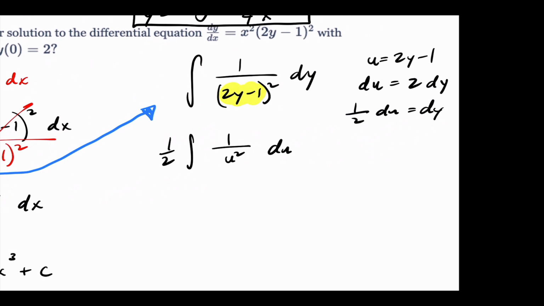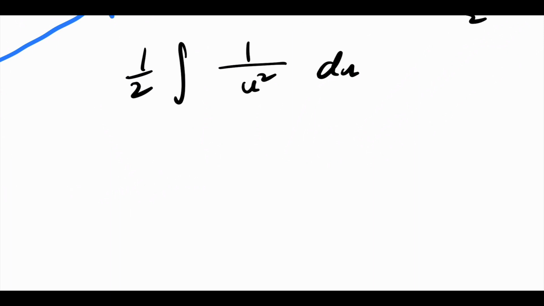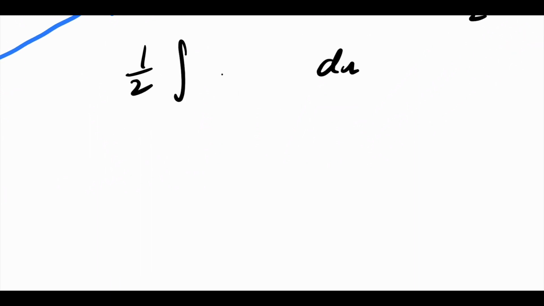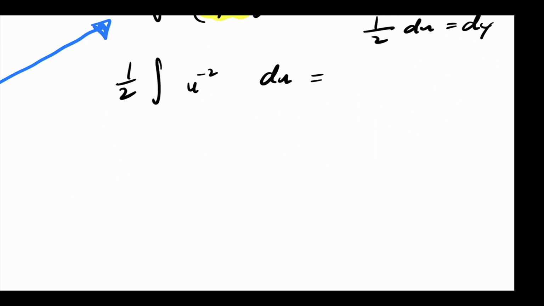Okay. So how do we antiderivative or integrate this guy? What do we have to do first? Review from last chapter. So we're going to change this to u to the -2 and then use the power rule. Power rule says add 1 and divide by that new power. So divide by -1, which is the same thing as multiplying by -1.